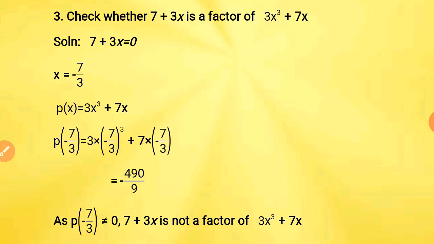And what is our question? In our question we are asked to check whether the divisor is a factor. If the remainder is 0, then only the divisor is a factor. But in this case we have some other remainder, so we conclude that the given divisor, that is 7 plus 3x, is not a factor of 3x cube plus 7x.